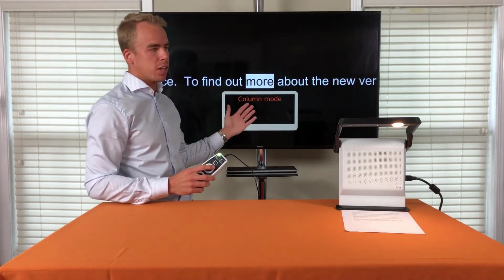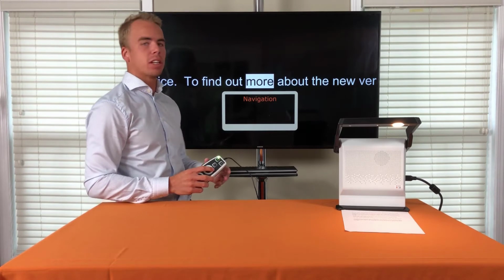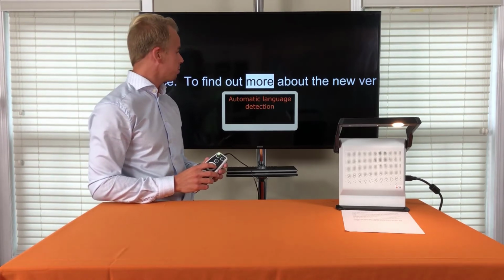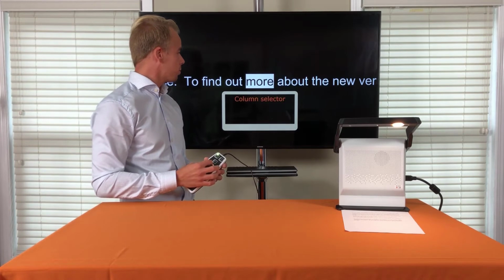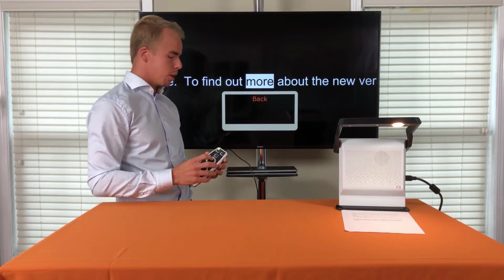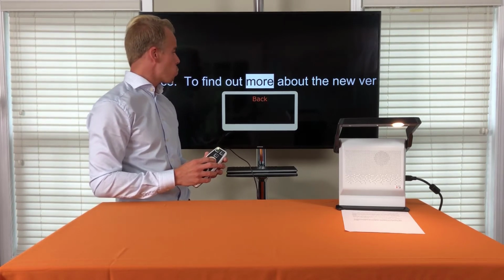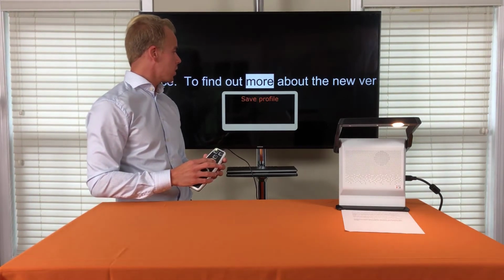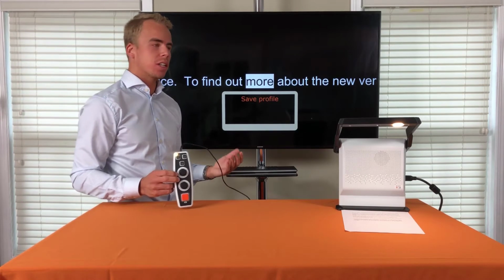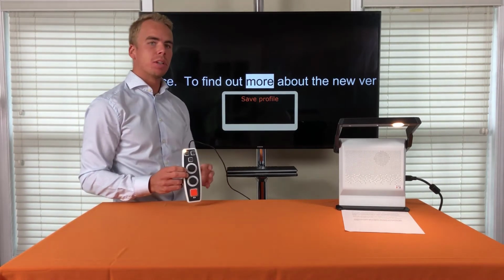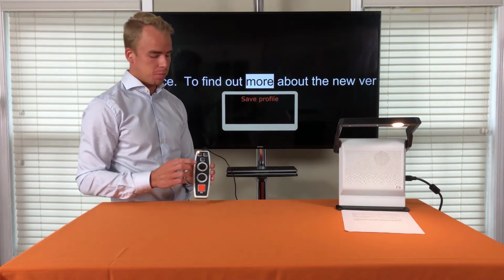So now I have all the functions available in advanced mode, but I can deactivate those I'm not using. Navigation, press to select. Automatic language detection. Reading voice. Press to select. Automatic navigation. Column mode. Column selector. Display mode. Back. Press to select. So I will jump out here, Button 3. Press back. Available functions, back. I'll go back. Configure advanced profile. Save profile. Press to select. And the last thing is, if you're doing any changes in either simple or advanced mode, you need to save it.